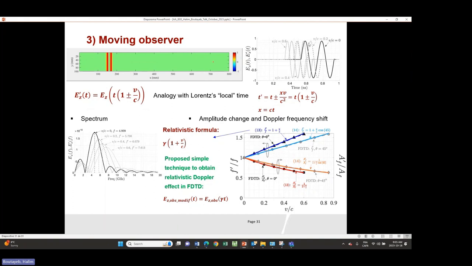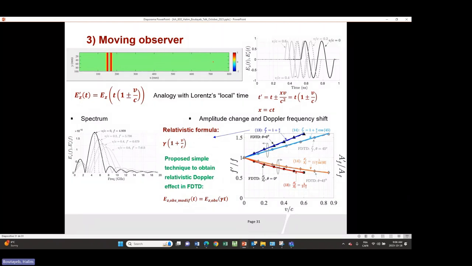The one in bold here is with no motion, so V over C equals zero. And the others are obtained for different V over C. As I said before, we have to use V over C in the order of, V close to the speed of light, in order to not take too long to simulate. But we can find very interesting results even by limiting ourselves to high speed.